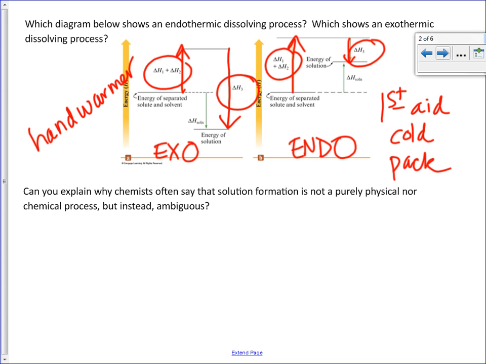And then one more question for you, just to see how you're doing so far in calorimetry. We need to review why it is that chemists will classify solution formation as an ambiguous change instead of saying that it's purely physical or chemical. Pause the video, write down what you think the answer is, turn it back on to check your work.